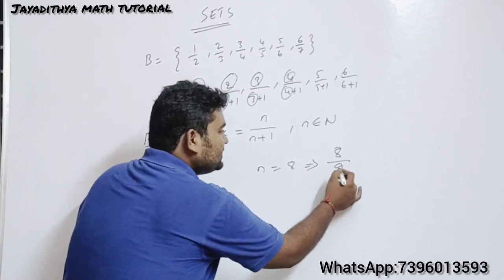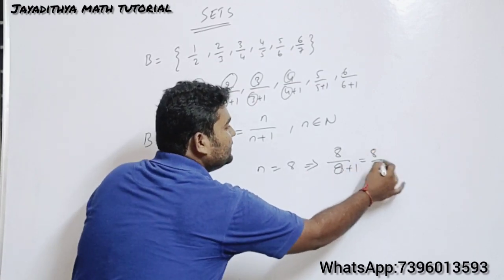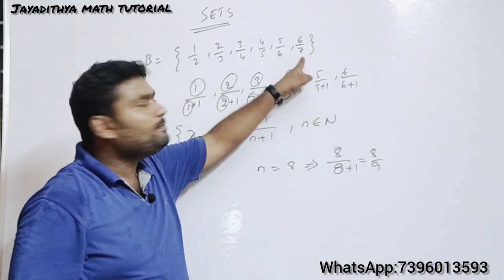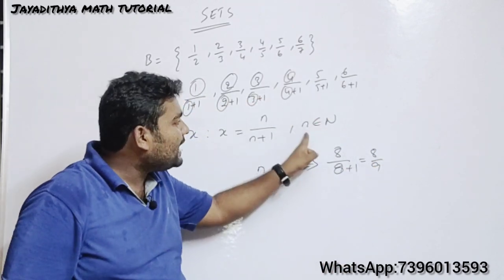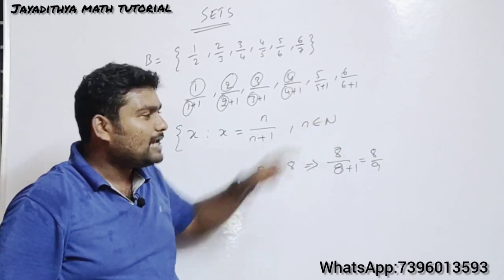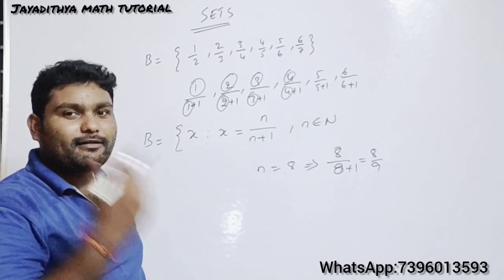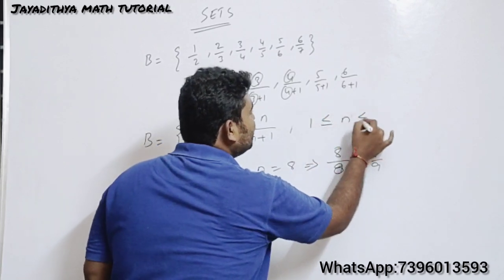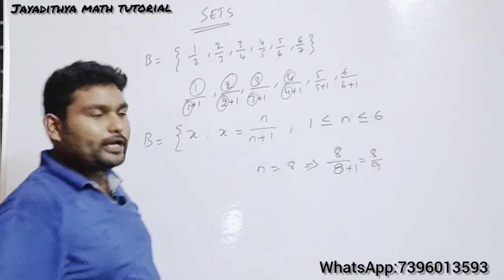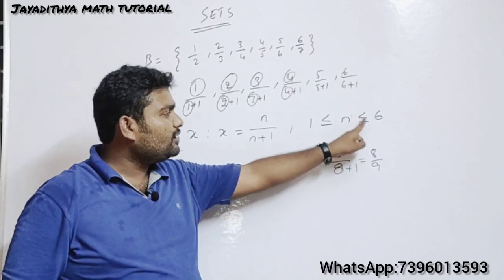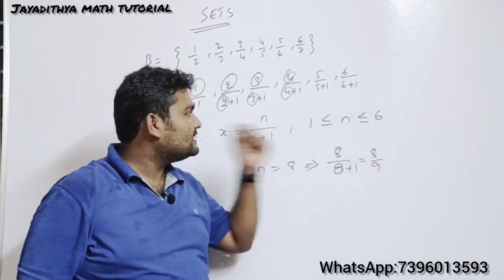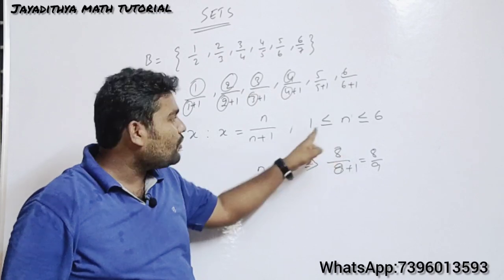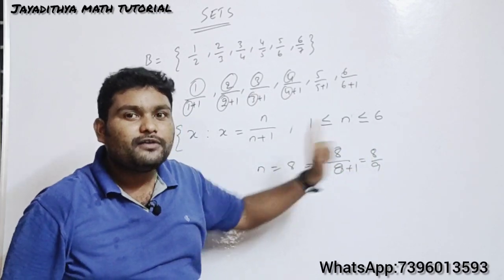8 by 9, in the sense it should be 8 plus 1, so this is nothing but 8 by 9, but we don't have 8 by 9 in the set. So you should not directly write n belongs to natural numbers, but you can write it as 1 less than or equal to n less than or equal to 6. If you write like this, that means n can take the values of 1 to 6.